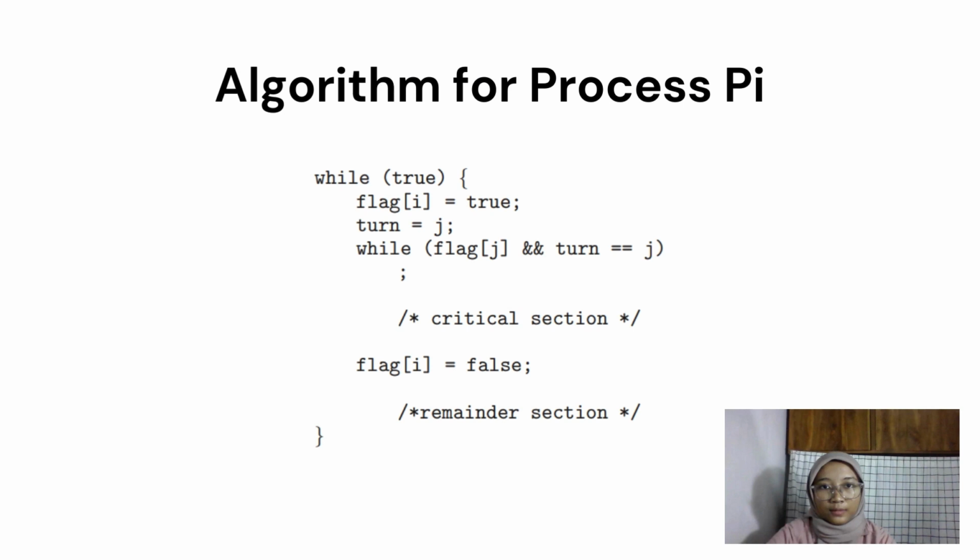And this is the algorithm for process Pi. While true, flag[i] equals true, turn equals j, while flag[j] and turn equals j, do nothing, then enter the critical section, and flag[i] equals false, and then enter the remainder section.